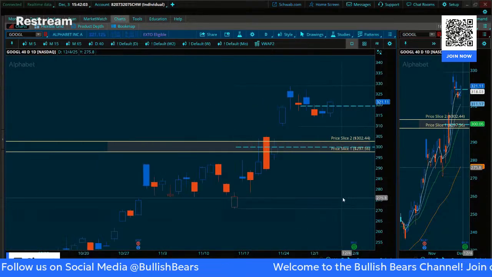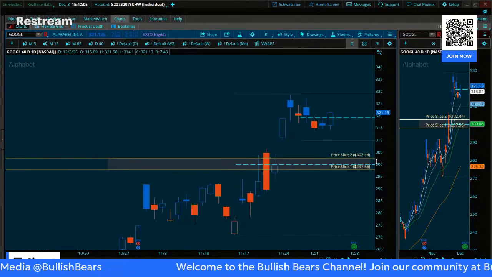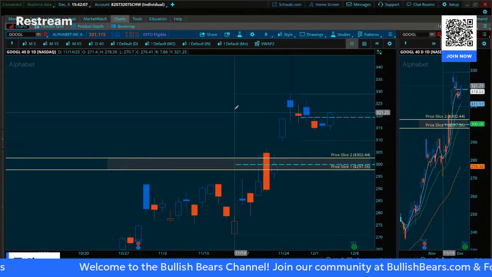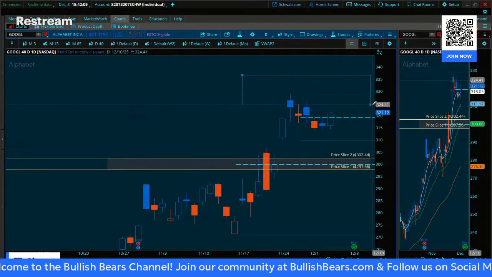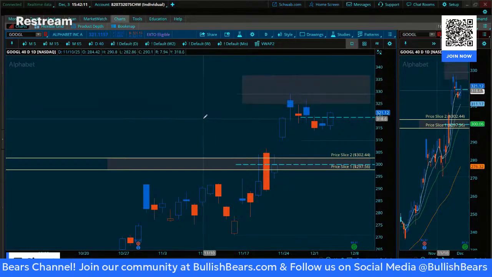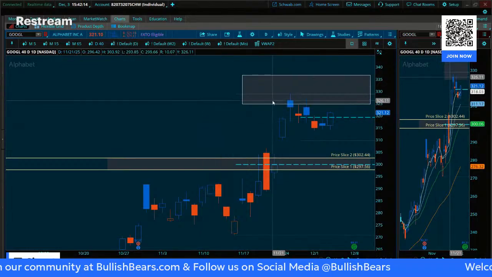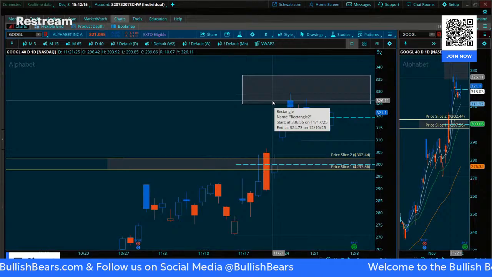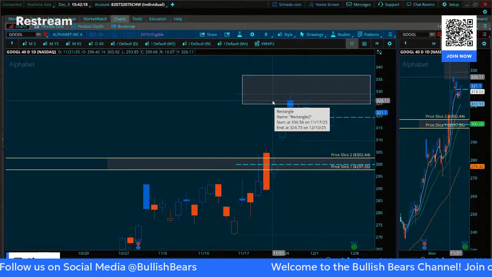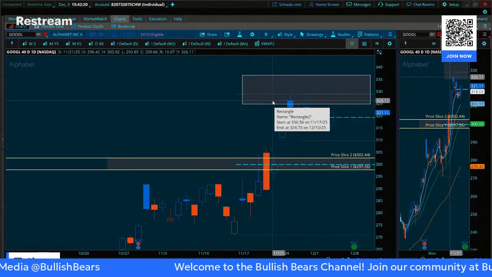Now, a call vertical, if we built a call vertical up here that says maybe I don't think you'll close higher than 325, only requires price to stay under 325. It doesn't have to actually go anywhere.